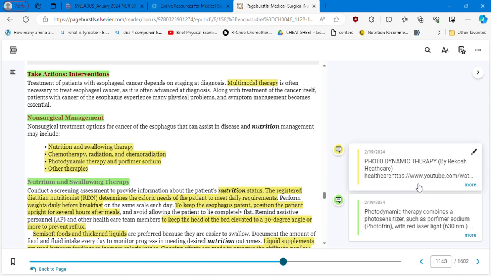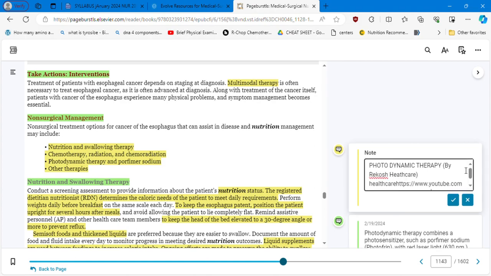So I want you to see what a photodynamic therapy with porfimer sodium is. So I'm going to play the video here.